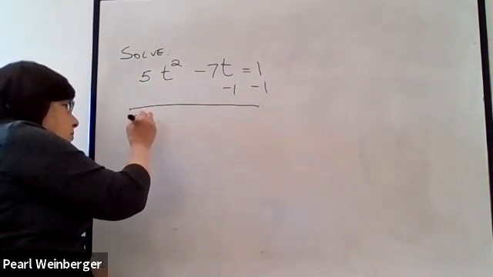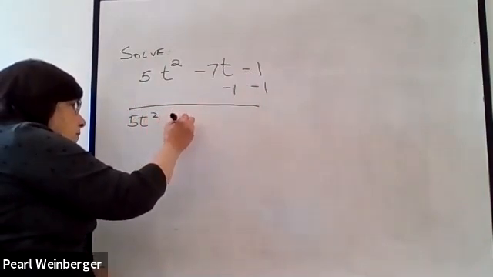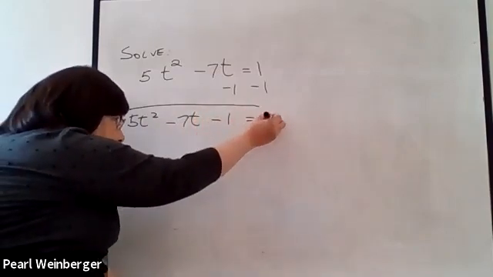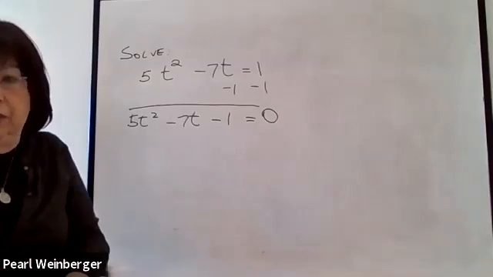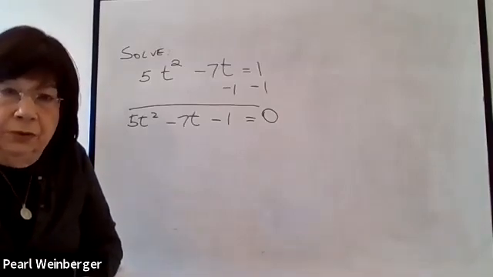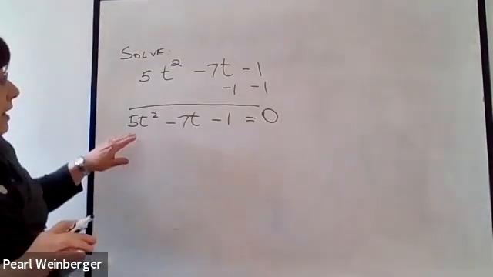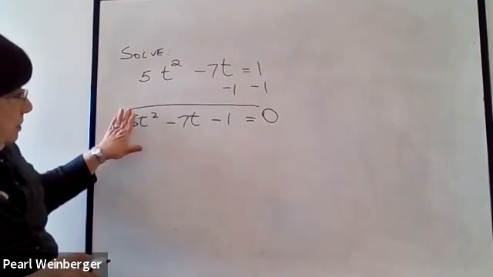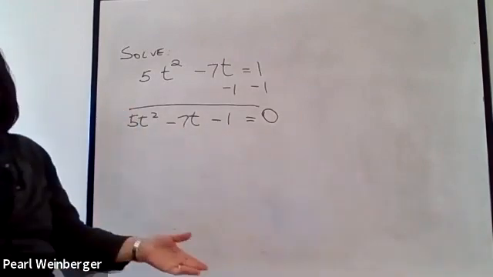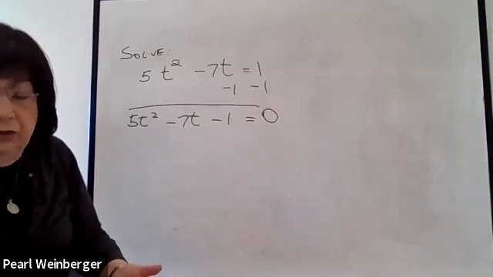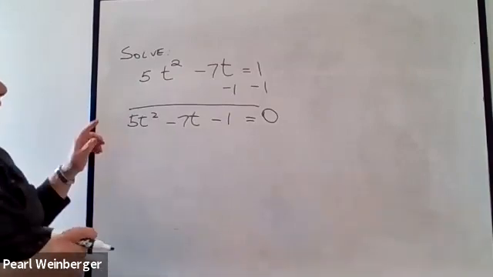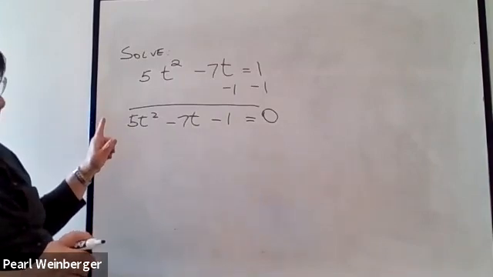This gives me 5t squared minus 7t minus 1 equals 0. Remember, the only time I don't get it equal to 0 is if I'm going to be using the completing the square method. And I cannot use it, for two reasons. This is not a 1, it's not just a plain t squared, and the number in front of the t is not even. So if I tried to use completing the square, I would run into such difficult fractions. I certainly don't want to do this.